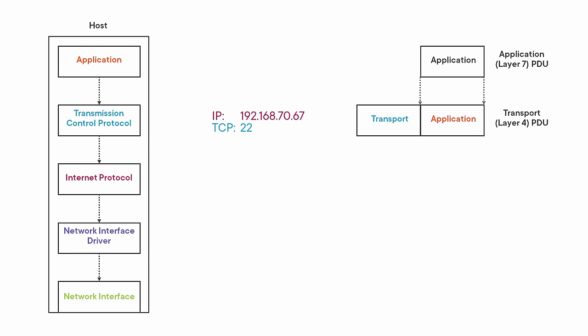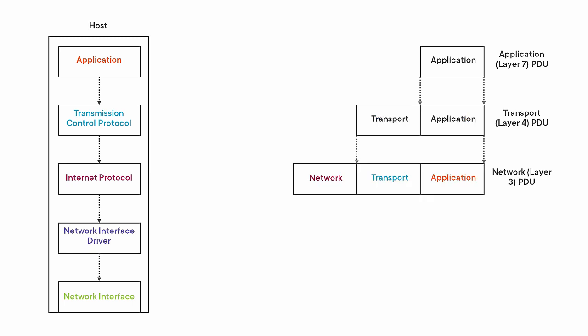So the SSH client passes this PDU to the operating system's TCP/IP stack, along with the destination IP address you see here, and a port number 22. The OS encapsulates the application PDU in a TCP packet that, of course, is marked with a destination port of 22 and an ephemeral source port. The OS then encapsulates that TCP packet in an IP packet with the destination address of 192.168.70.67, and the source address is going to be the IP address of a particular network interface. In this case, the source address is in a different subnet than the destination.